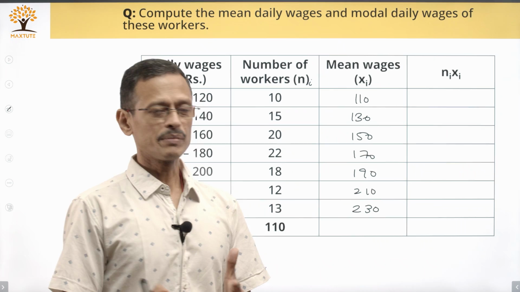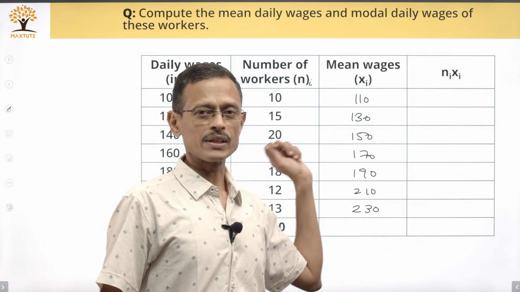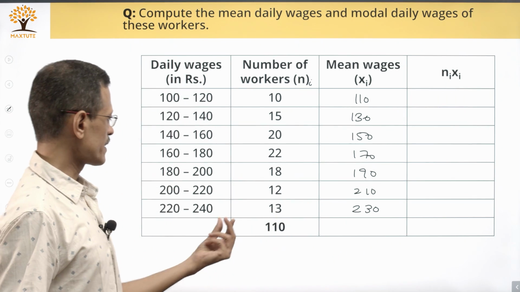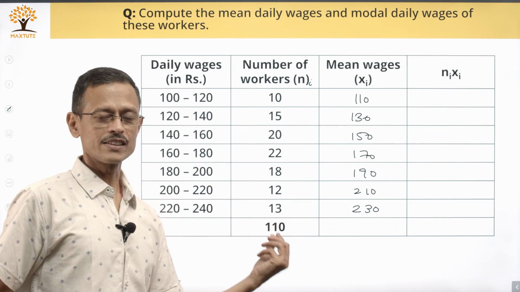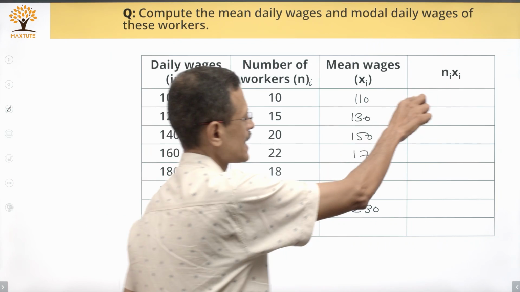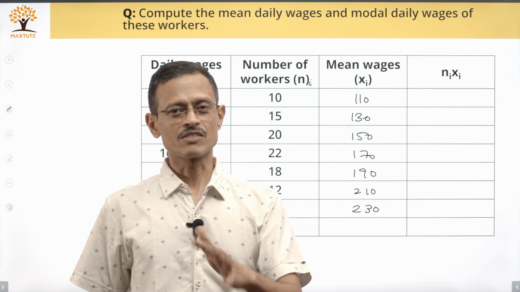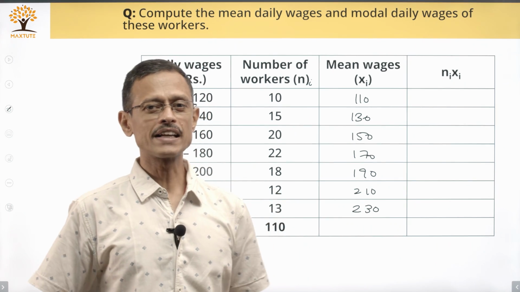The formula to compute the mean is to find out Nixi for each of these class intervals, sum it up, sigma Nixi divided by sigma Ni, which is equal to 110. This part is done. So, computing Nixi is calculation intensive, adding it up is also calculation intensive. There is no escaping that. Let us just quickly be done with that, right.